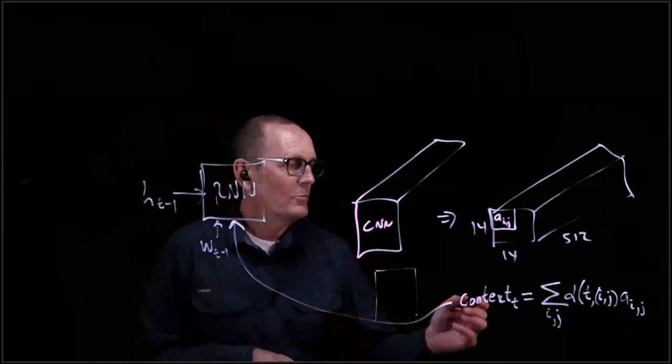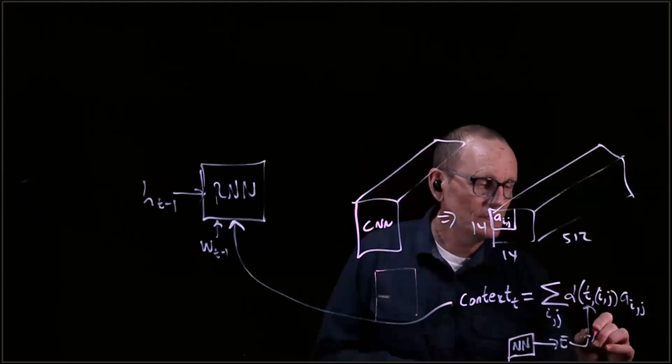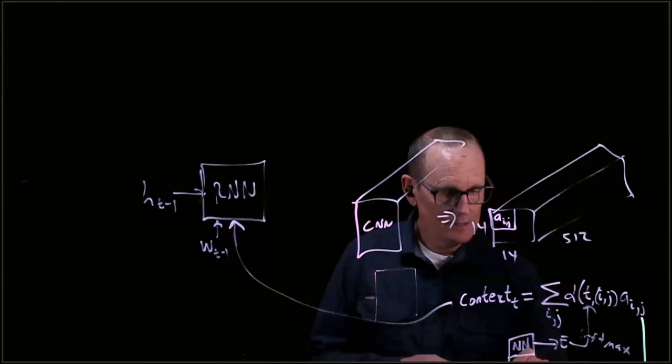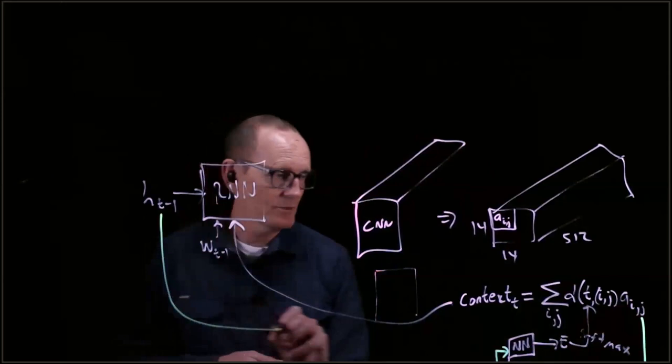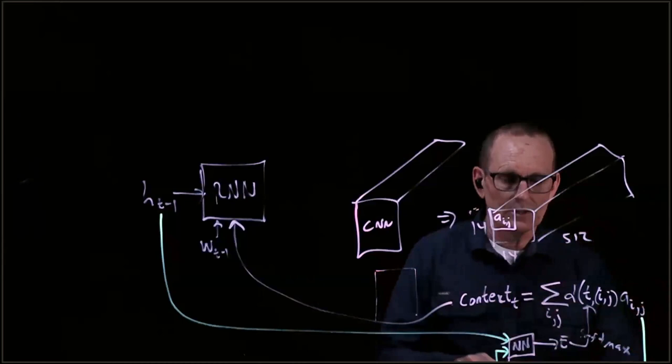But our alpha comes from our neural network, spits out E, which turns into alpha via softmax. And our neural network input is A sub IJ feeds in there, and H sub T minus 1 feeds in. CNN comes up with a set of 14 by 14 A sub IJs. Each A sub IJ feeds into the neural network along with an H sub T minus 1.